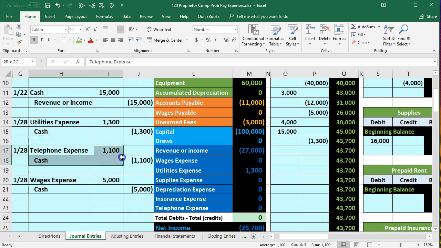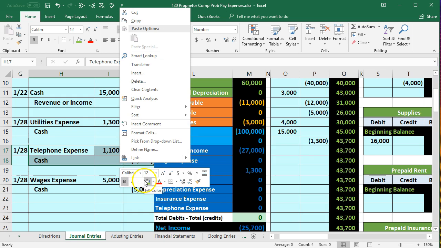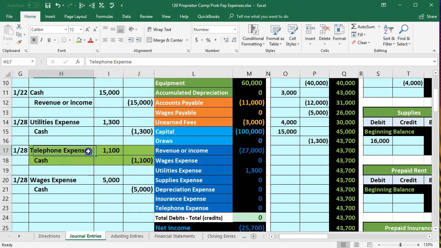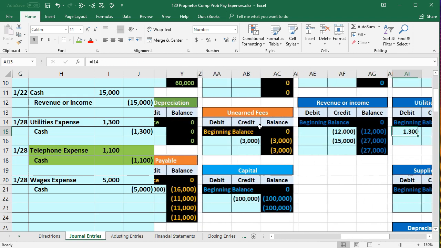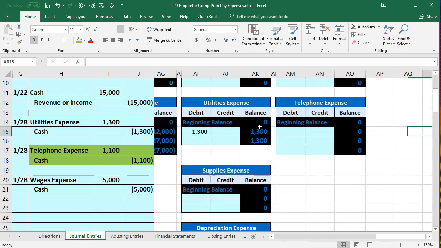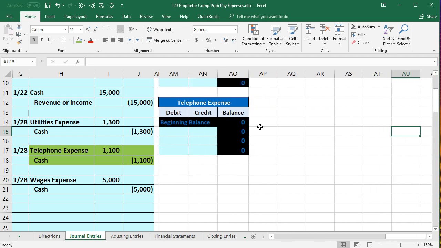Then I'm going to make this one green because that's what we're working on, by selecting it, right-clicking, make it green. And now we'll record the telephone. Now telephone's way at the bottom down here, so it's going to be way on the end on the GL. So we've got assets, liabilities, equity, revenue, expenses, and all the way over here, last one, we've got the telephone way over in AM15.